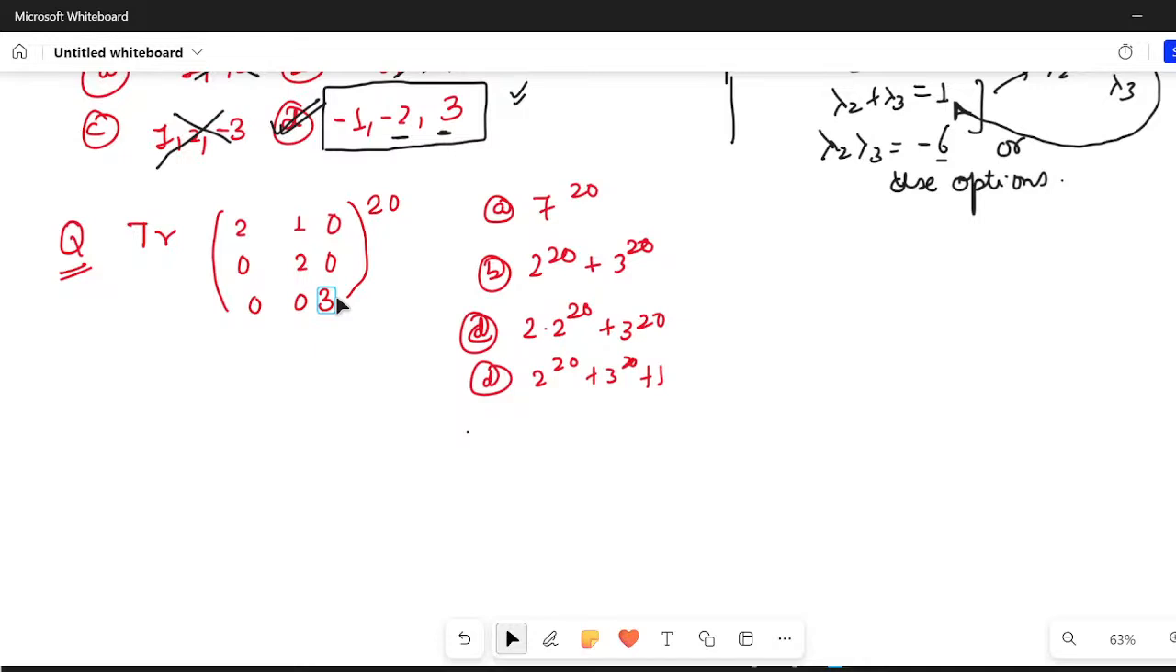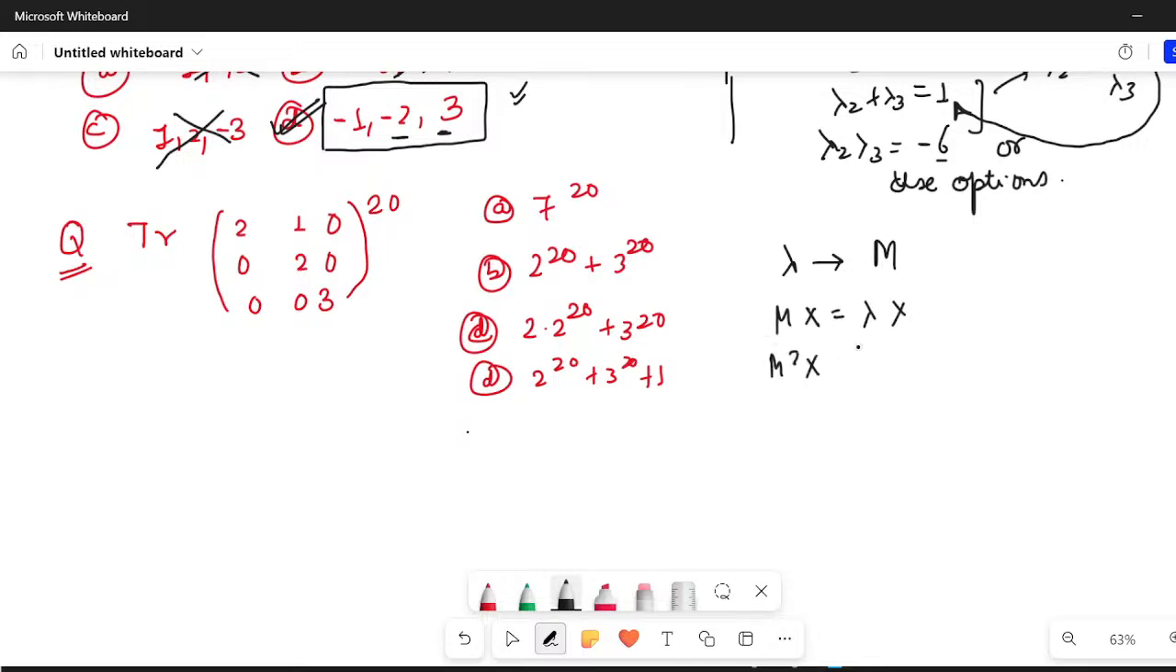So first let me help you out. I told you that if lambda is the eigenvalue for matrix M, that implies Mx is equal to lambda x, right? I hope it is clear. Then if I do M square x, that is, if I pre-multiply M, I'll get lambda square x. So inductively I can say that if I pre-multiply M n times, then lambda raised to power n times x would come here.